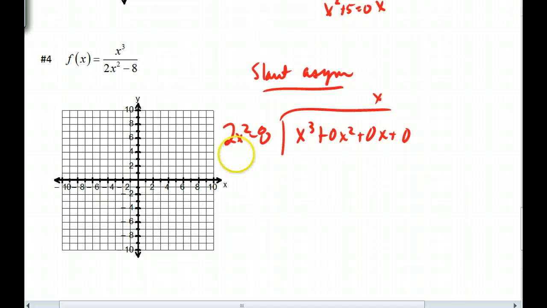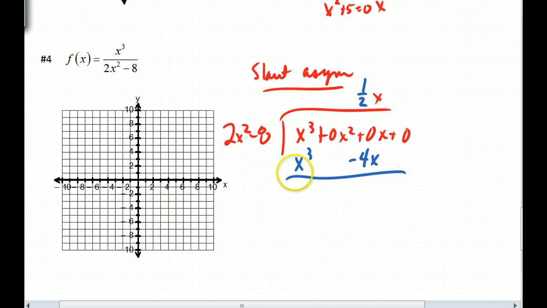This is not a good day for me. Let me try this again. I need to match up this x cubed, so I need a 1/2 x. This would give me x cubed when I multiply these two together. And then I've got to go minus 4x here. Then I subtract. These go away, and these two here would become positive 4x.